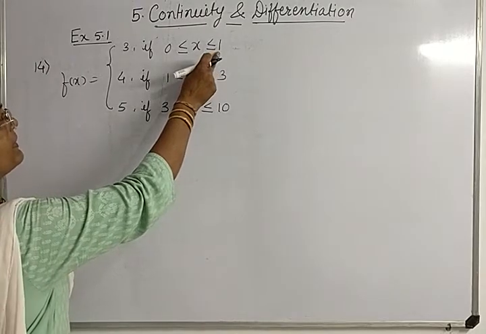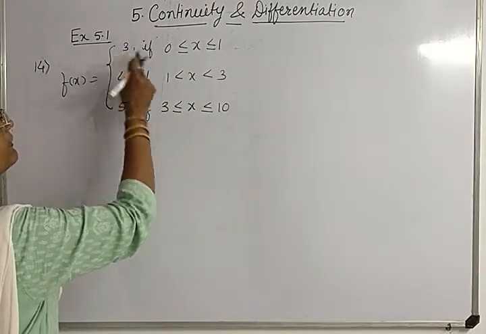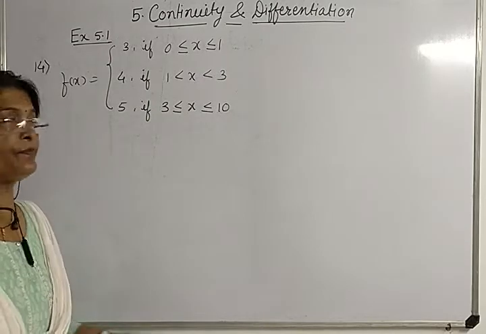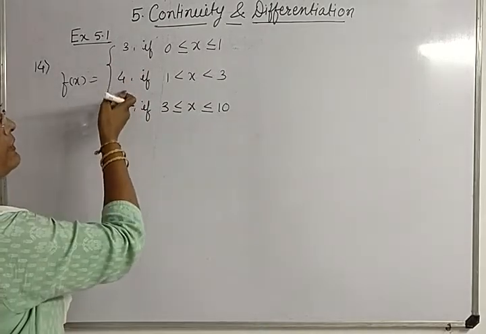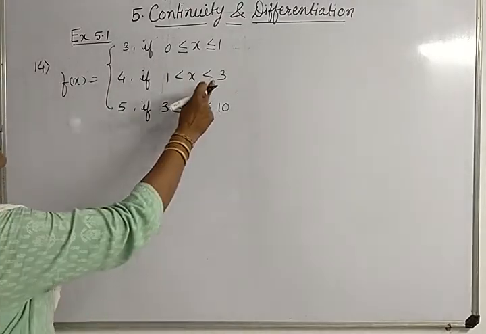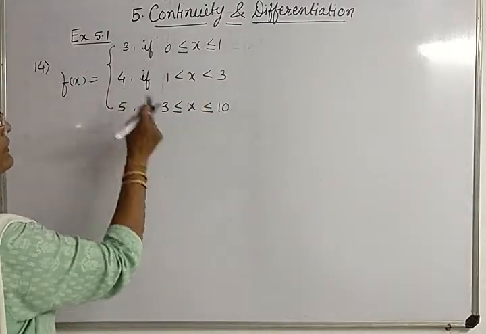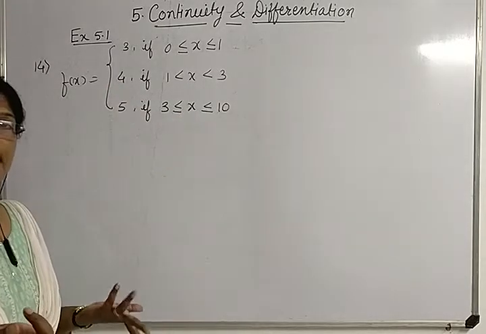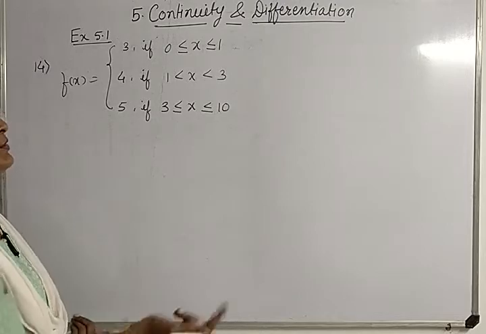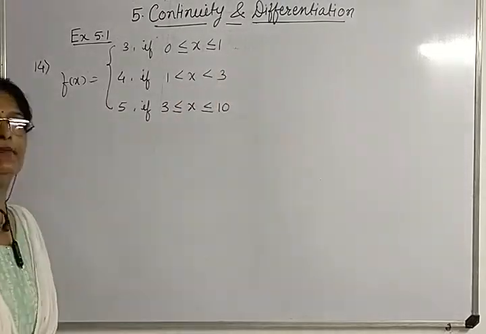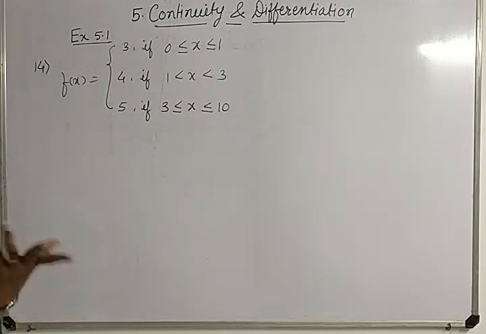For 1, left hand limit is 3, right hand limit is 4. Because it is constant, there is no need to put the value, and 3 is not equal to 4, therefore it is not continuous at x equal to 1. For x equal to 3, the left hand limit is 4, right hand limit is 5. So 4 is not equal to 5, and therefore the function is not continuous at x equal to 1 as well as at x equal to 3. So like this we can explain it.